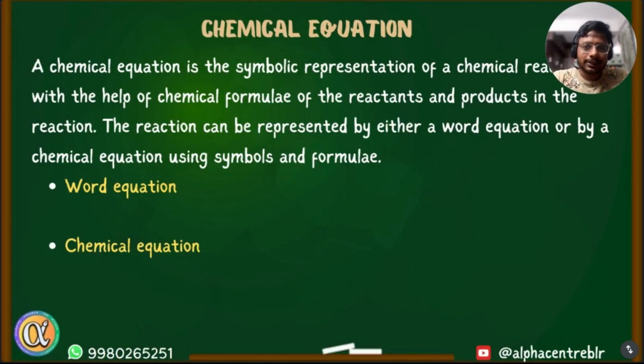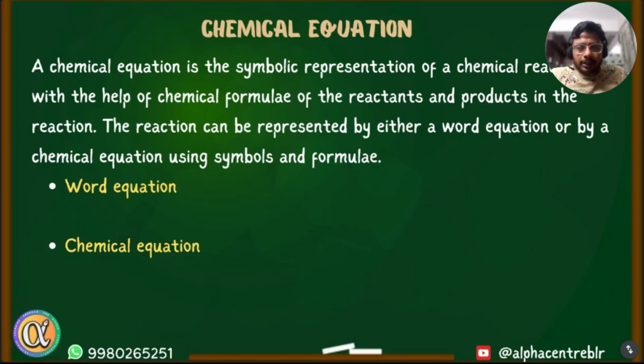What is a chemical equation? A chemical equation is a symbolic representation of a chemical reaction with the help of chemical formulas of the reactants and products in the reaction. The reaction can be represented by either a word equation or by a chemical equation using symbols and formulae. Okay. So have you seen a chemical equation before? Obviously you have. So chemical equations are basically representations of chemical changes in terms of formulas of the reactants and the products. It basically tells us which elements are combining and what is formed. So what are the reactants and what are the products.